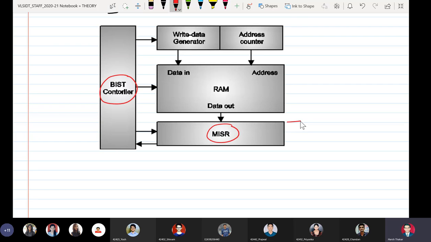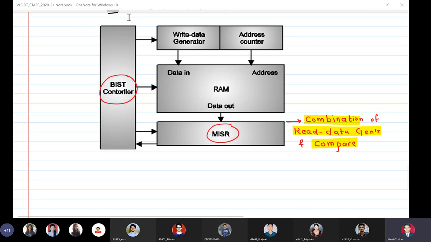So this is a combination of the read data generator and the compare block. Otherwise everything else remains the same.